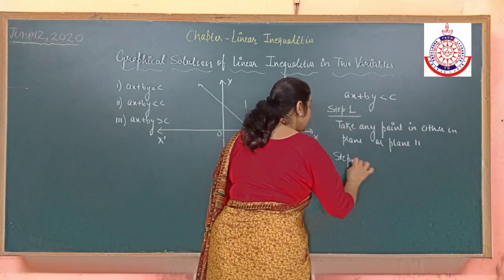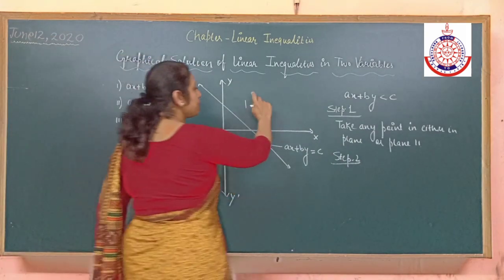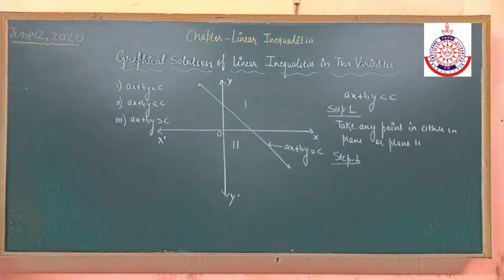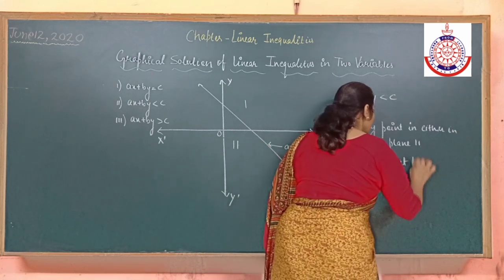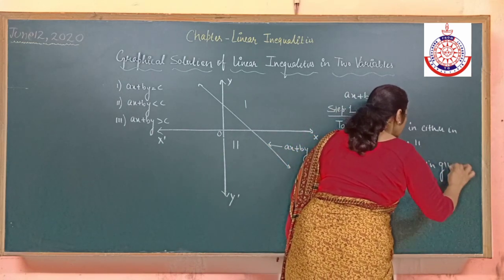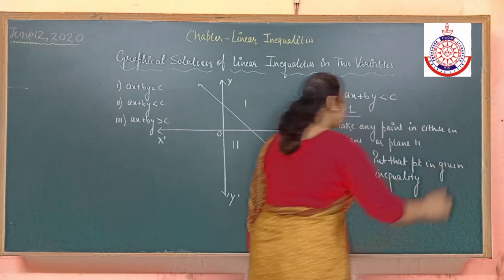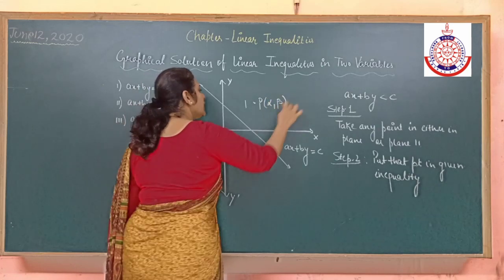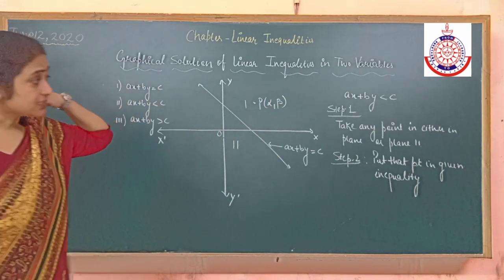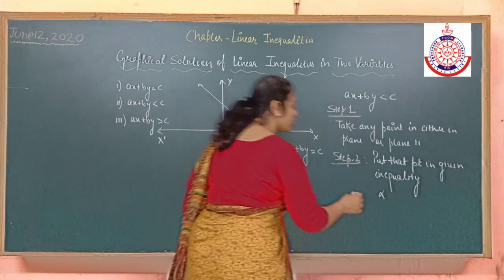What we have to do is pick one point from either plane 1 or plane 2. Take only one, not both. I'll pick any point on this side, in the upper half plane. Now step 2: put that point in the given inequality. Suppose I picked a point here. This is my point, say alpha beta. Pick any point from that plane and then put this point in the inequality. Substitute this point in place of x and y.